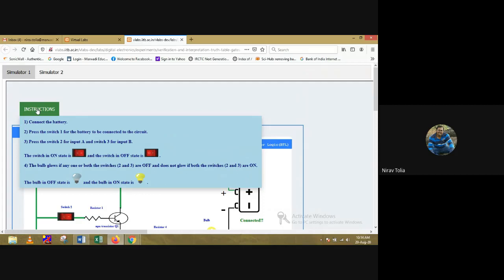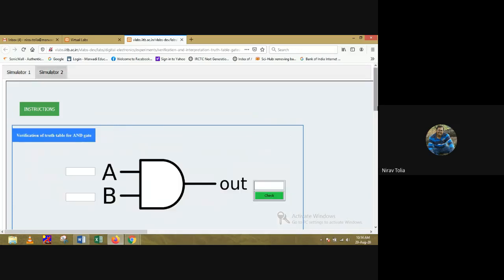Then what do we have to do? We have to press the switch 1. If we press the switch 1, then the battery is connected to the circuit; otherwise it will be disconnected from the circuit. Then press switch 2 as input A and switch 3 as input B, and we have to verify the truth table of the AND gate. The bulb in the off state is shown as an off bulb, and in the on state it is a yellow symbol. So the instruction is also given here. If someone doesn't know how to work, it is a very easy tool, a virtual lab.